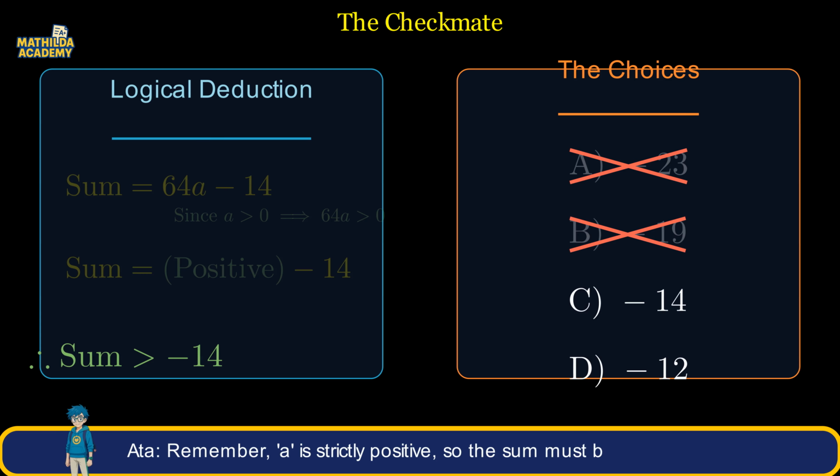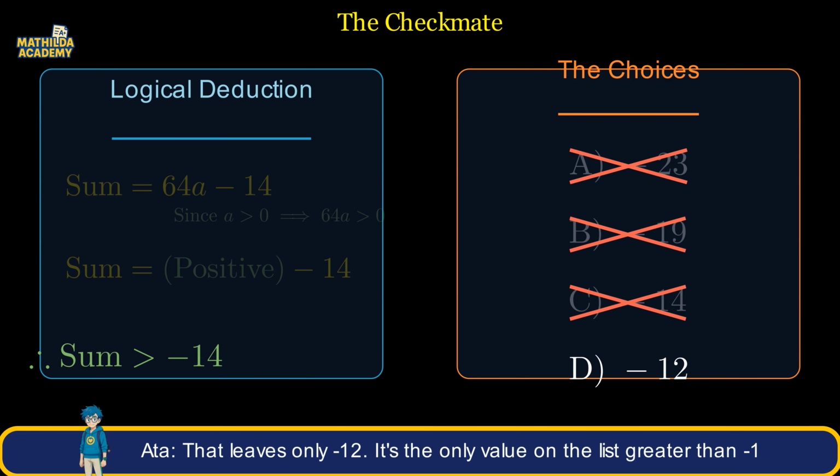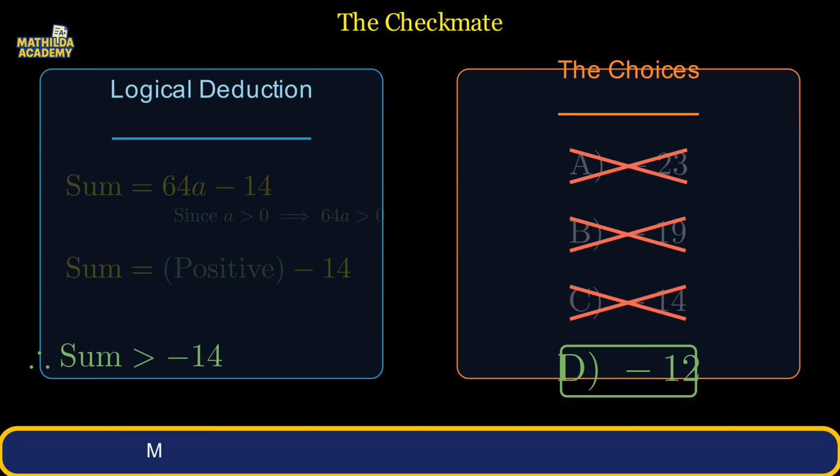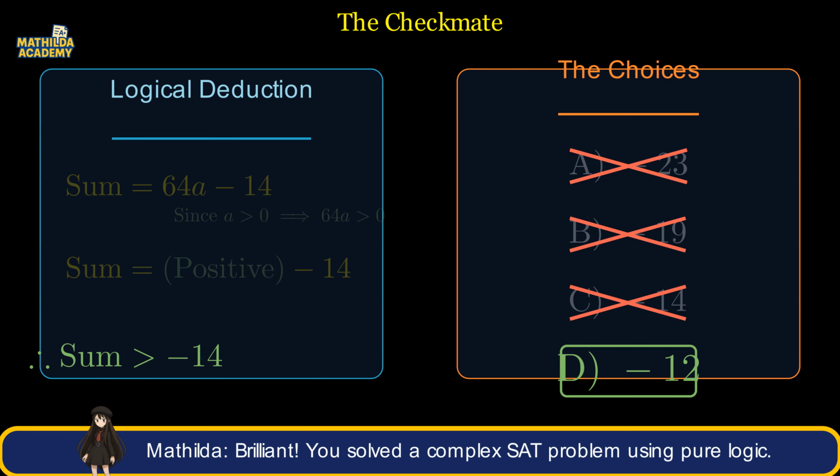Remember, a is strictly positive, so the sum must be greater than negative 14. That leaves only negative 12. It's the only value on the list greater than negative 14. Brilliant! You solved a complex SAT problem using pure logic.